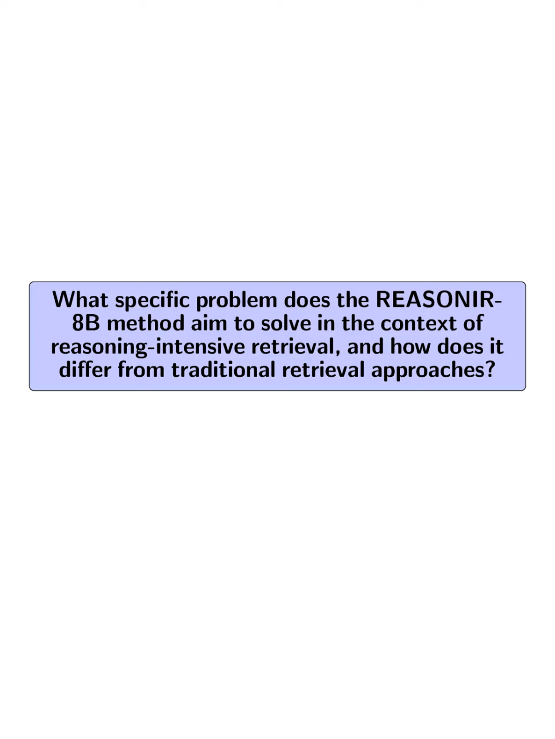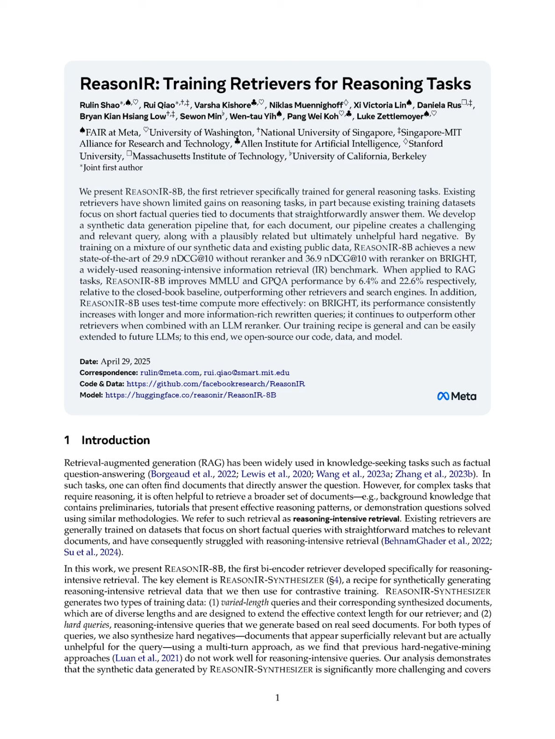What specific problem does the ReasonIR 8B method aim to solve in the context of reasoning-intensive retrieval, and how does it differ from traditional retrieval approaches? The ReasonIR 8B method specifically aims to address the challenges of reasoning-intensive retrieval, which involves retrieving documents that require complex reasoning rather than straightforward factual answers.